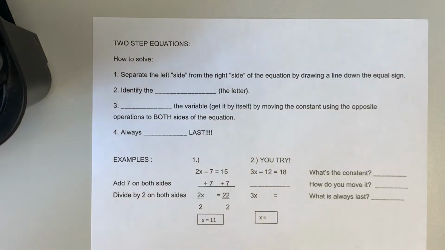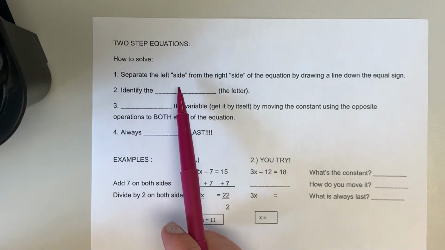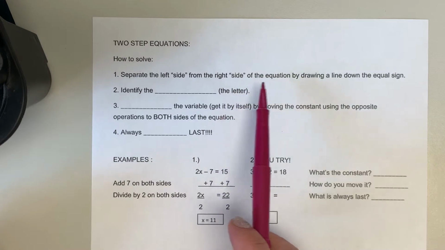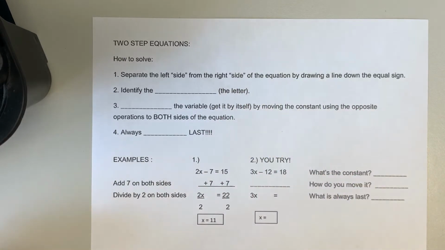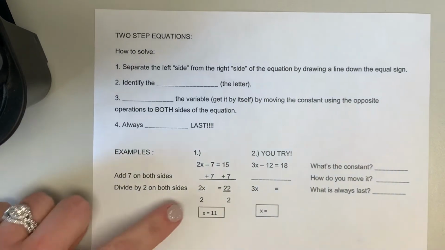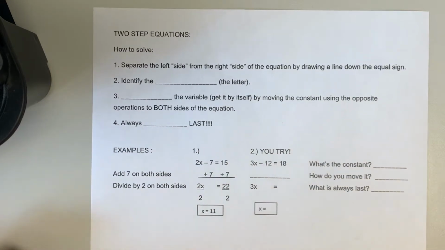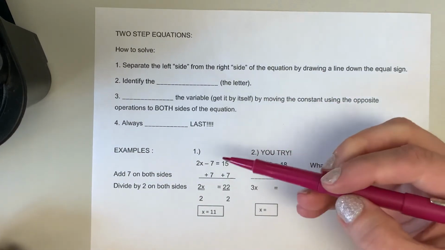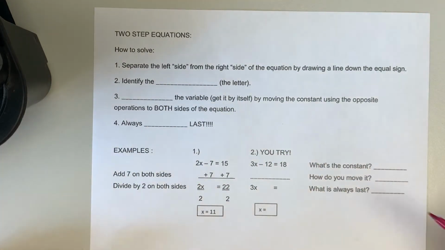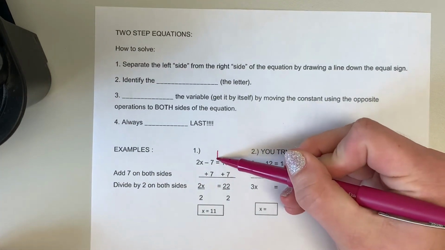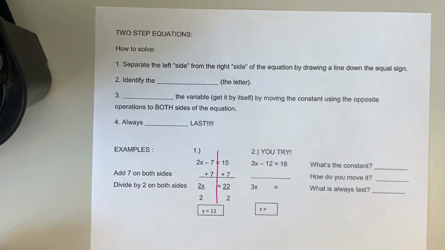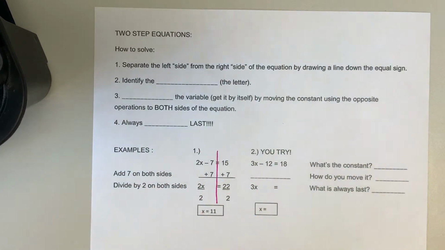So let's look at a few helpful reminders before we get started. How we're going to solve equations. First of all, you need to separate the left side from the right side of the equation by drawing a line down the equal sign. So I'm going to go ahead and use this example as I'm working through my helpful reminders. If you are a student that likes to separate your left and right side, take that equal sign and just draw yourself a line all the way down. This kind of helps you remember whatever you do to one side, you must do to the other side. It's just a helpful tip.